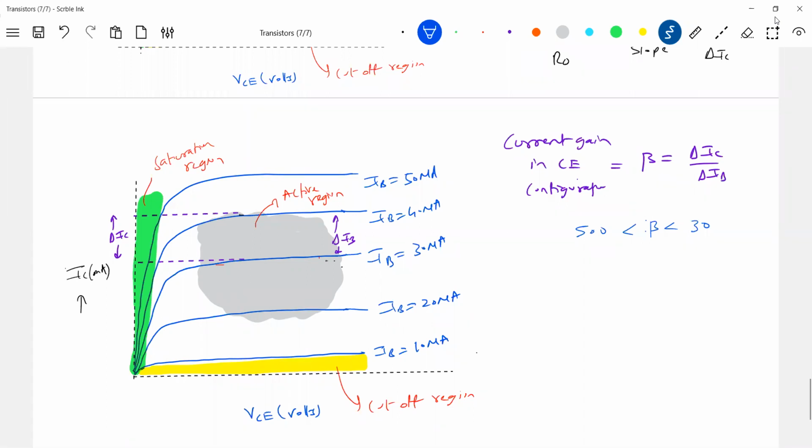Now let's come to some relationships. IE equals IB plus IC. So let me divide this equation by IC. So what is IC by IC? This will be 1. IB by IC will become 1 by beta. And then IE by IC.